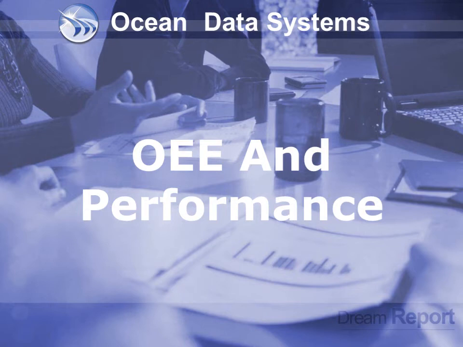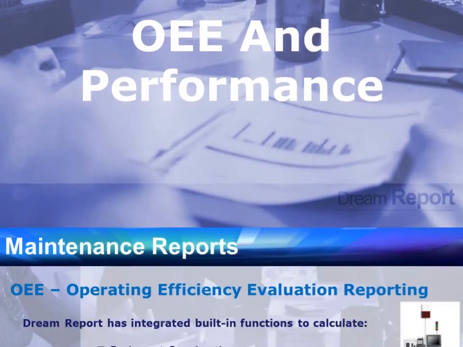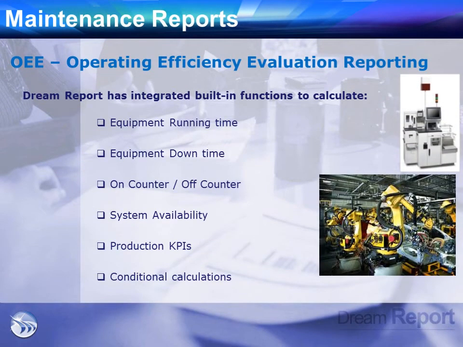One of the areas where analysis and reporting are required is OEE and equipment efficiency evaluation. Dream Report has integrated statistical functions which can directly calculate basic OEE parameters such as running time, downtime, on-off counters, system availability and others. Conditional calculations enable users to make filtering and calculate additional OEE KPIs, such as planned downtime, downtime for quality, etc.